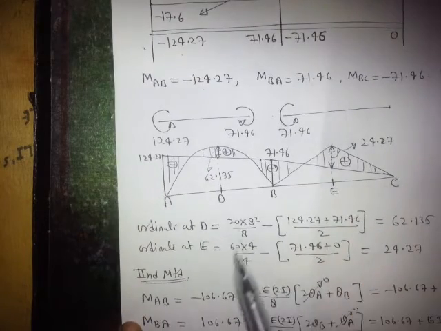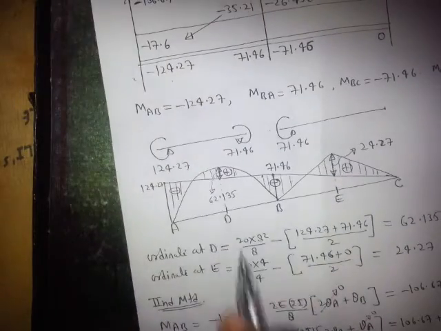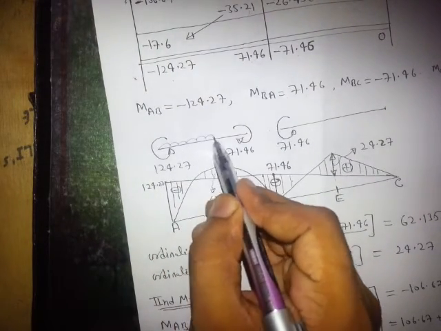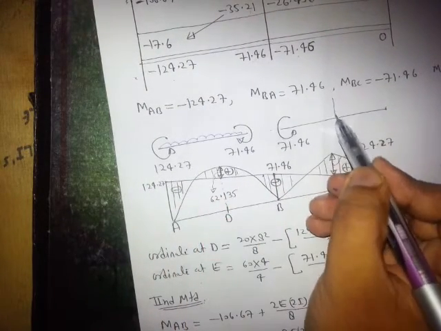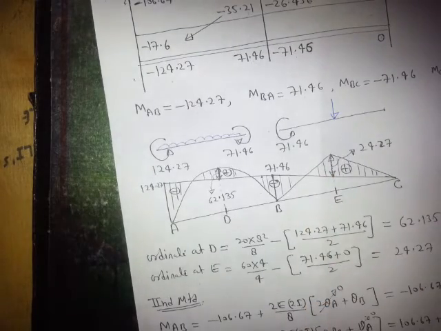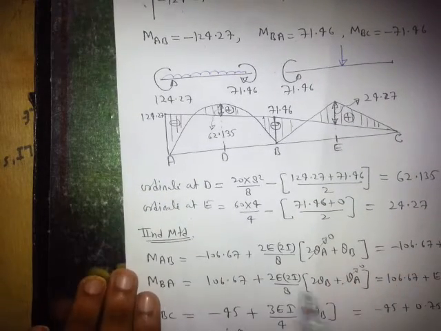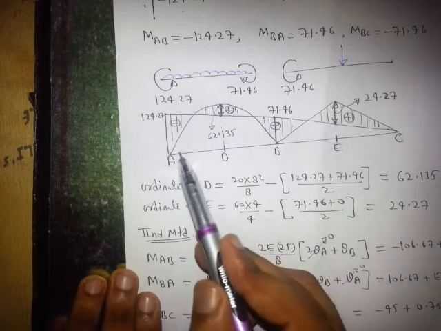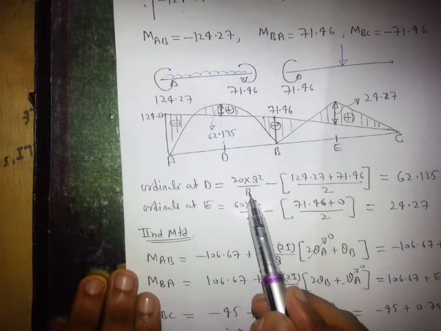Look, the first was a UDL and the other was a point load. Since it is at the midpoint, see this is the midpoint, so the value will be WL square by 8.